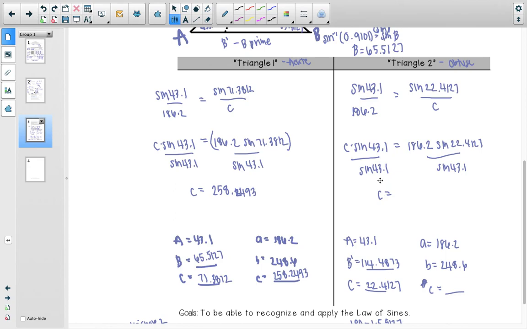Enter it into our calculator. So parentheses 186.2 times sine of 22.4127, and that parenthesis, and then divide it by sine of 43.1, and I keep putting that in order. Okay, and I get 103.9019.